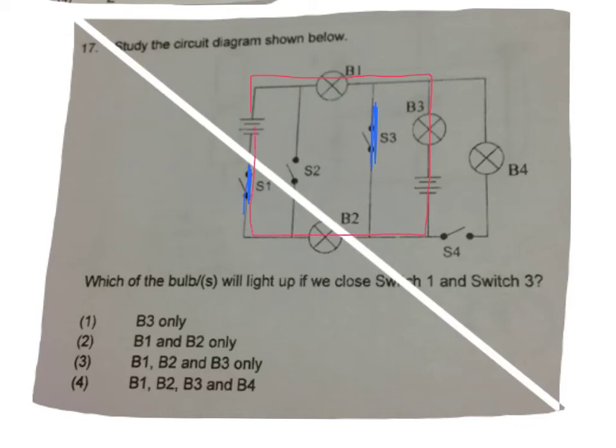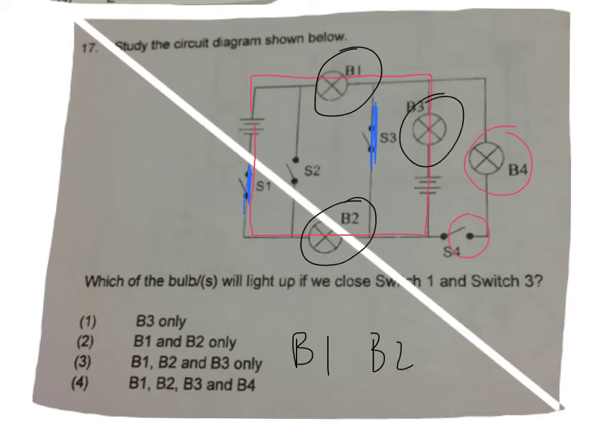The reason why it cannot light up bulb 4 is because there's an open circuit here. There's a switch open here. So which bulb will light up if you close switch 1 and 3? If you see, your answer will have bulb 1, bulb 2, bulb 3. So our answer for question 17 is actually 3.